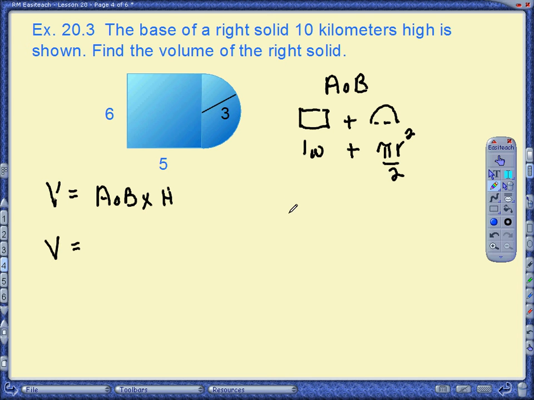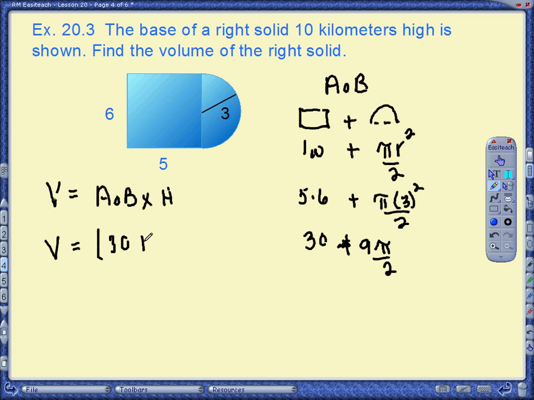So our volume now, we're going to figure this out. Length times width, 5 times 6, that's 30, and pi r squared divided by 2 is pi times 3 to the second divided by 2. That equals 9 pi over 2. So we're going to add those two together. You can do this on your calculator if you want before you substitute it back and get an approximate answer. I'm going to do it in terms of pi. 30 plus 9 pi over 2.